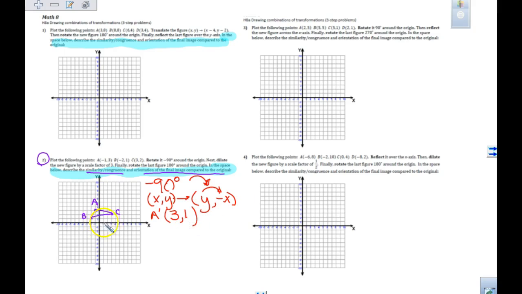So I'm going to go to 3, 1, and I want to think, does that look like a rotation? If I think of this as my A prime, does it look like we rotated it 90 clockwise? It does. So now I'm going to do B prime. Sam, B prime is going to be located where with this new rule?